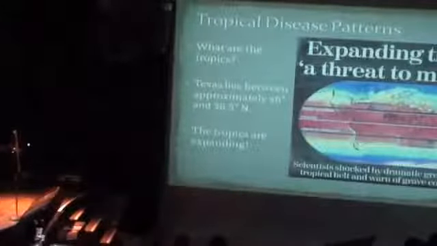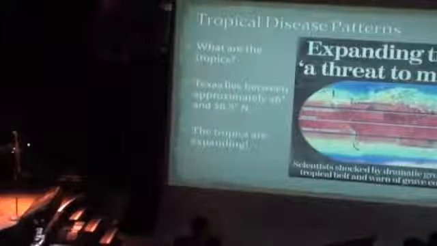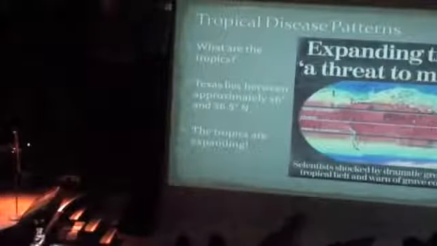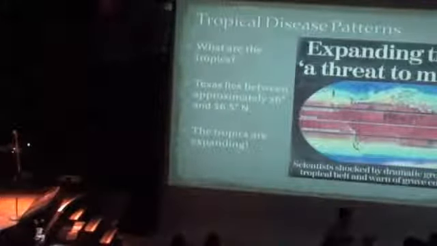So basically in 2009, some climatologists discovered that the tropics were expanding. Normally the tropics are between the 23.5 degrees north latitude line and the 23.5 degrees south latitude line.